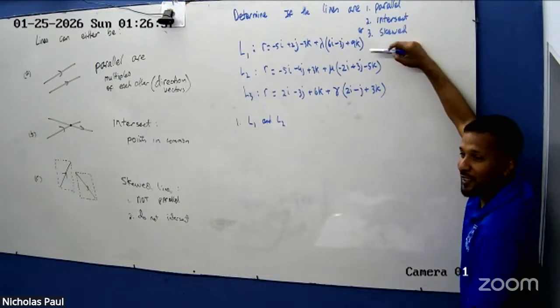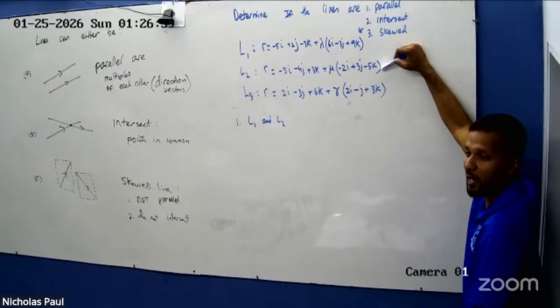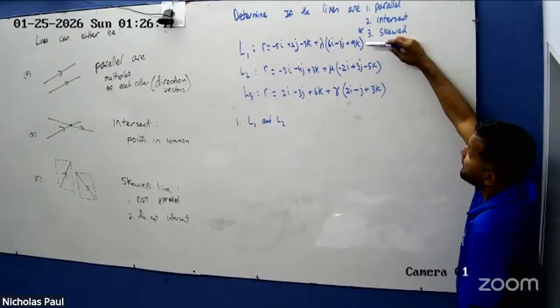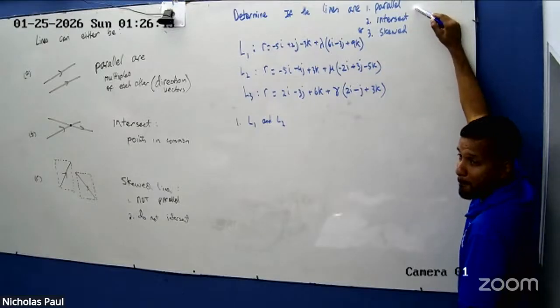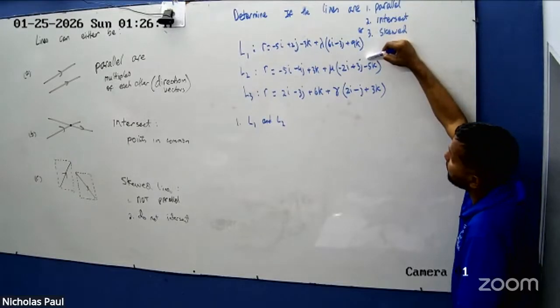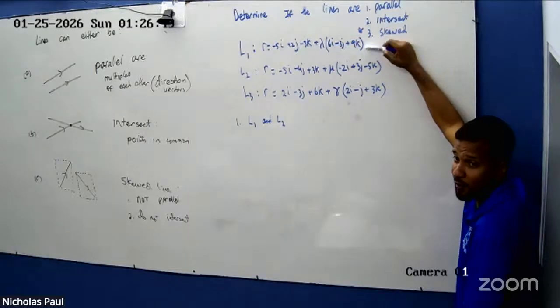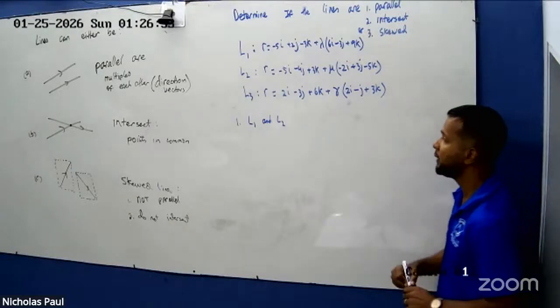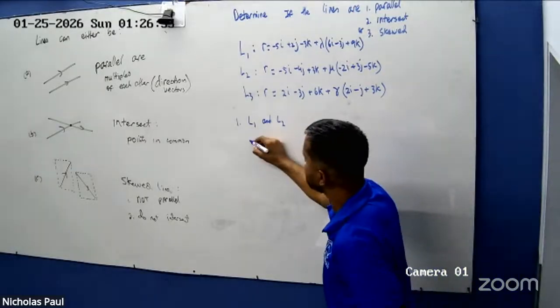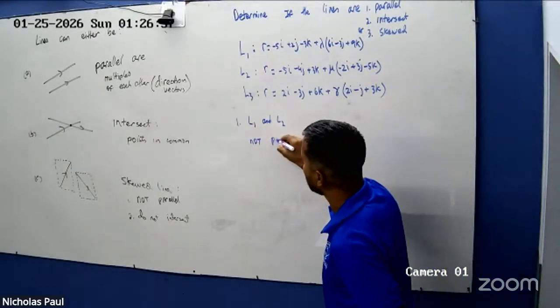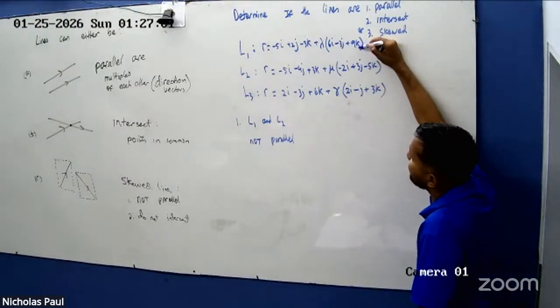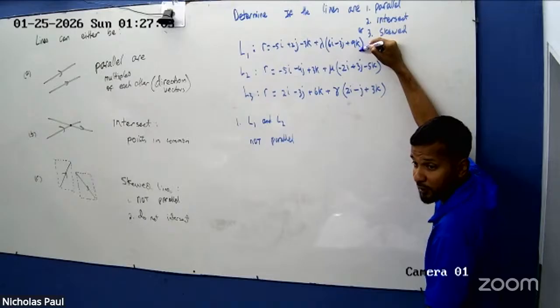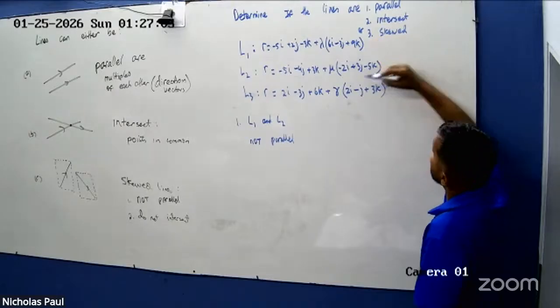Right? So let's take a look at line 1 and line 2. If you look at line 1 and line 2, are they parallel? Look at these two. Are they parallel? No, not parallel, right? The first thing we're saying is that they are not parallel because there's nothing I can multiply this by to get it. That's okay? Not parallel.